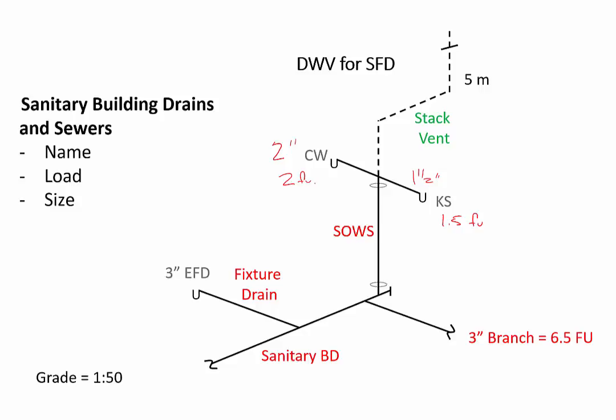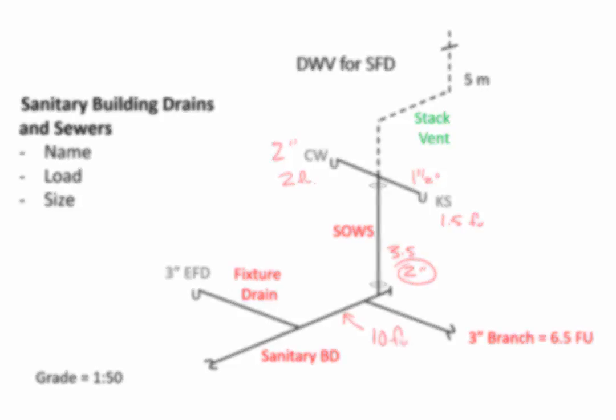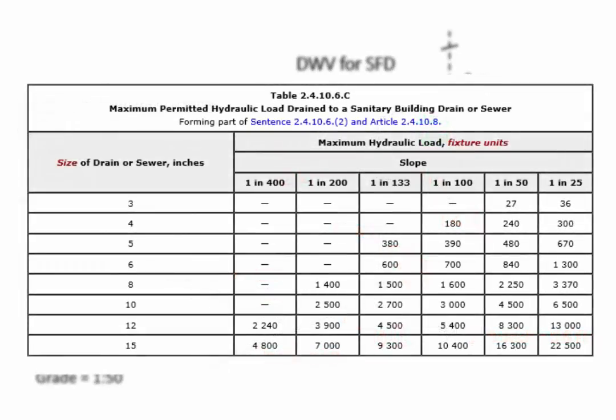And then sizing the soiler waste stack, we have 3.5 fixed units, 2-inch. 2-inch for the soiler waste stack. Okay, now the building drain, we would have a total load here of 10 fixed units. Minimum size of a building drain is 3-inch if you verify with table 24106C. Smallest building drain on the table is 3-inch.